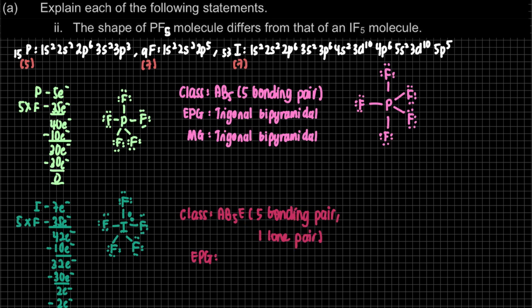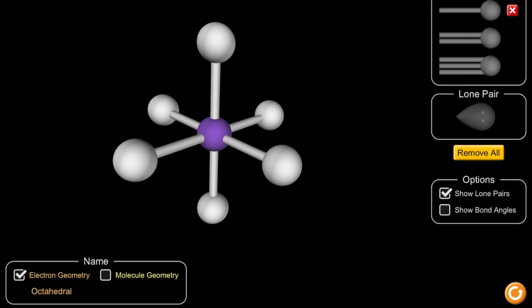Next is the electron pair geometry. So how do we know the electron pair geometry? Add up bonding pair plus lone pair. In this case, electron pair geometry is 6. So what is 6? It's not the same as the previous one. That one is for 5, this one is for 6. Okay, so back to the simulation. So if we have 6, in this case, I'm just going to draw the 6 bonding pair.